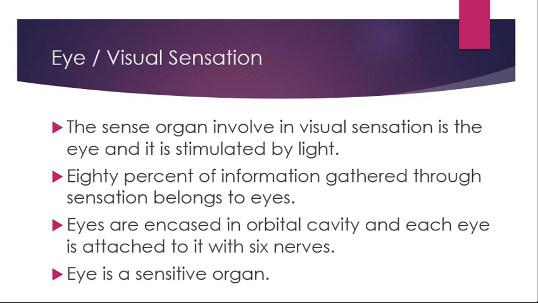Visual sensation, or we can say vision or the eye, holds great importance. The sense organ which is involved in visual sensation is the eye, and it is stimulated by light. Vision is produced by light. When the light falls on the visual cells on the retina, then the image is produced.